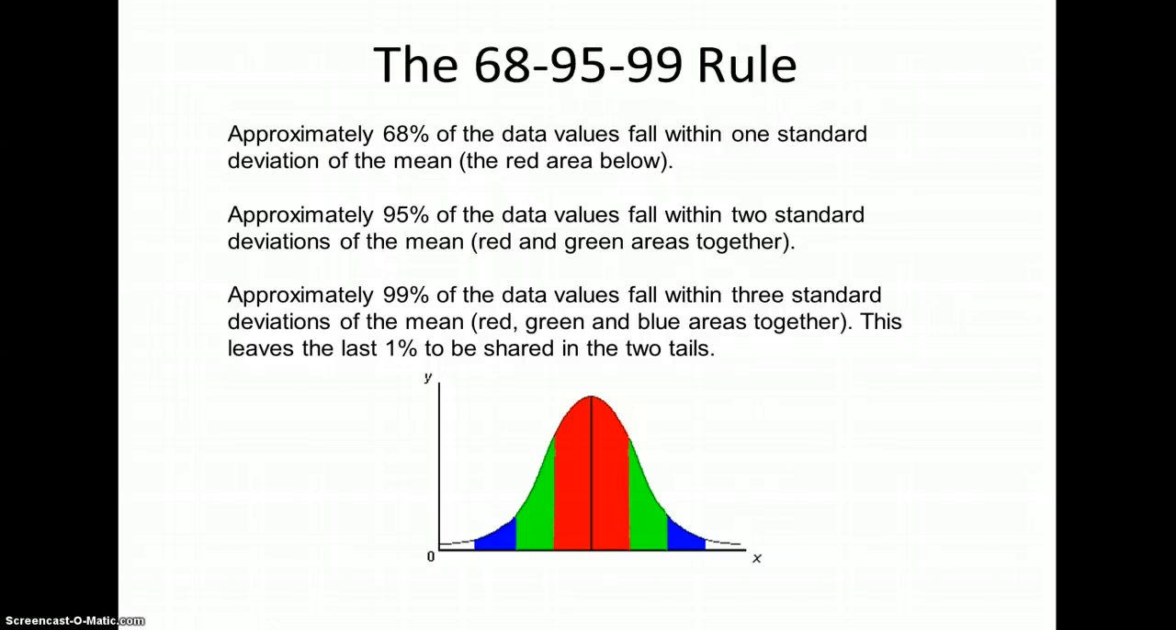Approximately 95% of the data falls within 2 standard deviations, so plus or minus a standard deviation twice from the mean. This includes the red and green areas together. Approximately 99% of the data falls within 3 standard deviations of the mean. So if we look at the red, green, and blue areas together, this only leaves 1% of the data measurements to be shared in the 2 tails designated as white in the picture below.